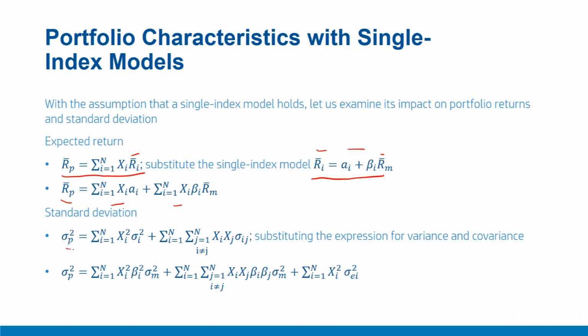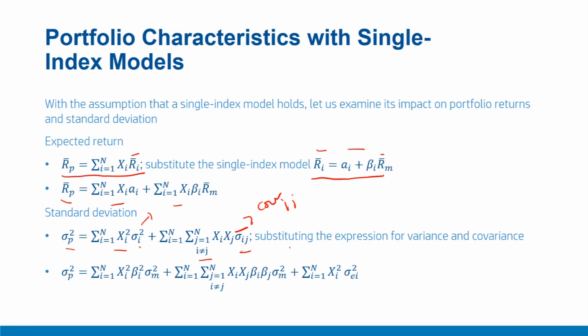Also, the variance of the portfolio can be written as summation, i equal to 1 to n, of xi square sigma i square, plus summation over i and j of xi xj sigma ij, i not equal to j, where sigma ij is the covariance term and sigma i square is the variance of security i. Sigma ij is the covariance between security i and j.